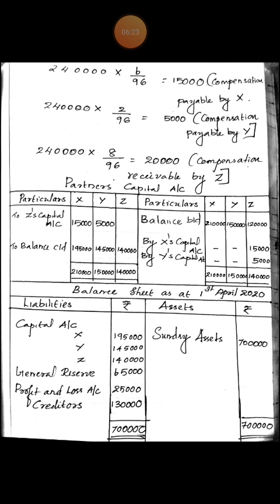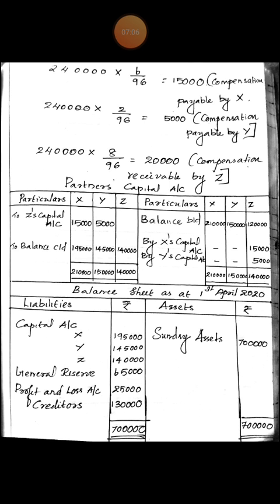Next, general reserve and profit and loss account. These two amounts are transferred from the balance sheet given in the question. In this question, the partners were not ready to distribute the general reserve and profit and loss, so these amounts are transferred directly to the new balance sheet. Next, creditors 1,30,000. Asset side, sundry assets 7 lakh. Creditors and 7 lakhs remain the same amount because no adjustment is given regarding the treatment of creditors and sundry assets. Balance sheet total 7 lakh.